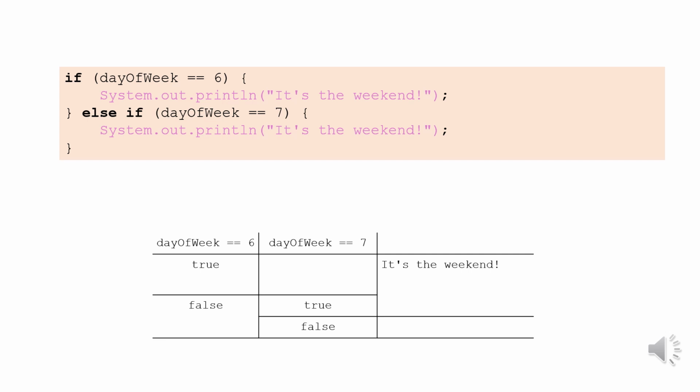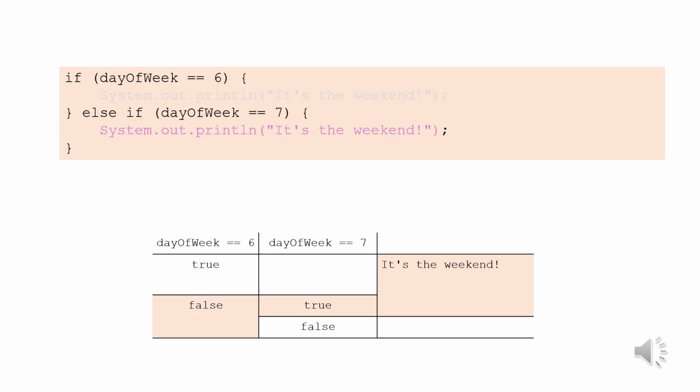And let's quickly take a look at the functionality or behavior of this code. Starting from the top, the program checks if day of week equal to 6 or not. When this condition is true, the program proceeds to the body of the if statement and it prints it's the weekend. However, since we are within the conditional branches, as soon as one condition turns to true, the program skips all the rest of the conditions, and therefore it doesn't even bother checking whether day of week is equal to 7 or not.